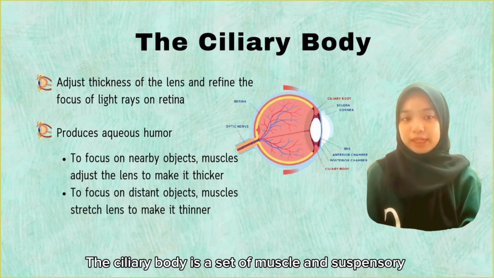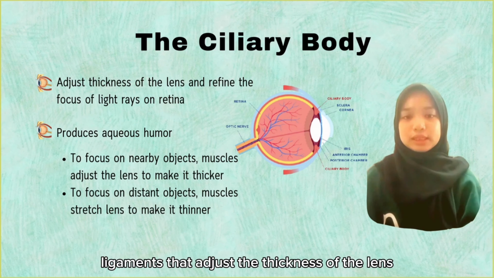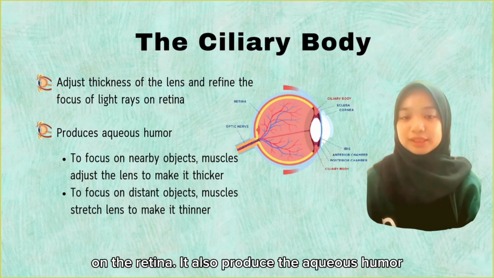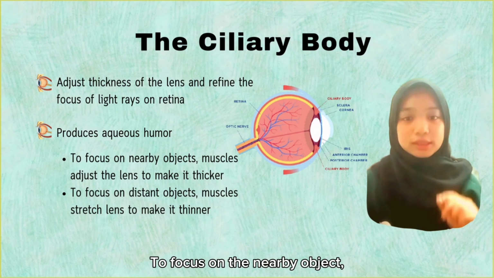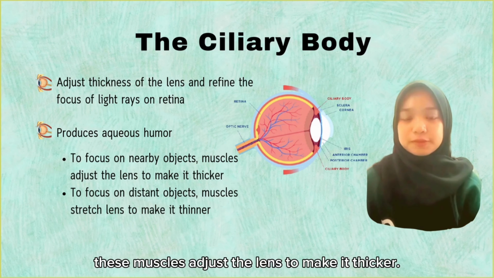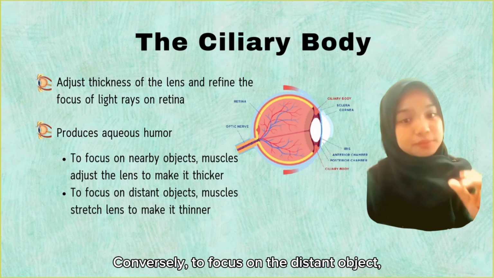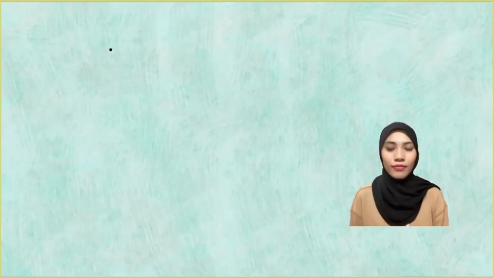The ciliary body is a set of muscle and suspensory ligaments that adjust the thickness of the lens to refine the focus of light rays on the retina. It also produces the aqueous humor that fills the anterior segment of the eye. To focus on a nearby object, this muscle adjusts the lens to make it thicker. Conversely, to focus on a distant object, the muscle stretches the lens to make it thinner.